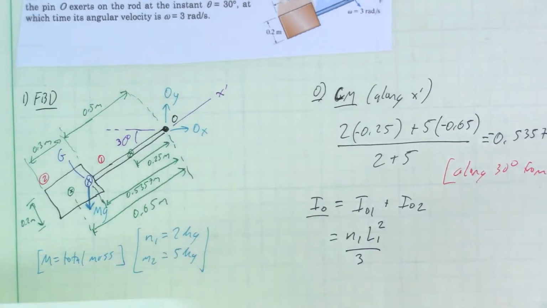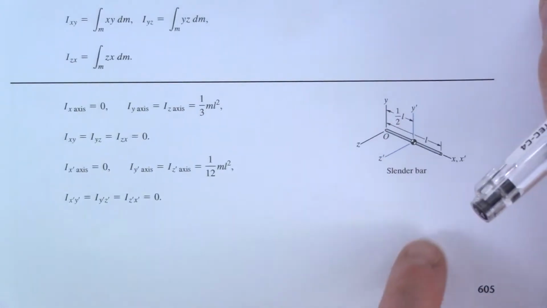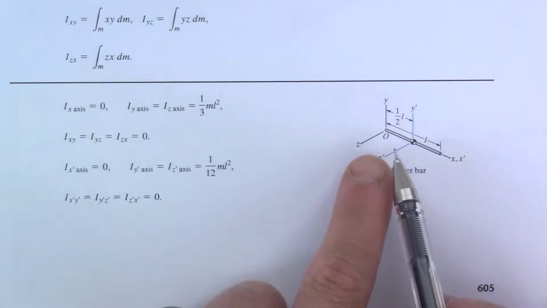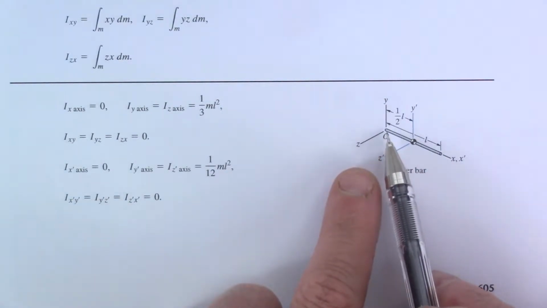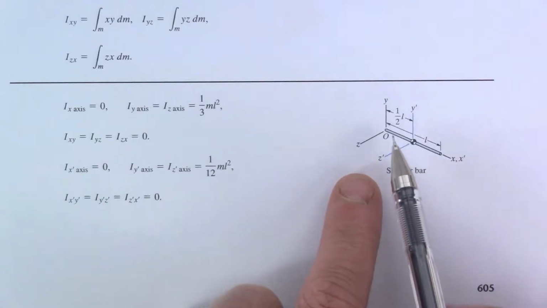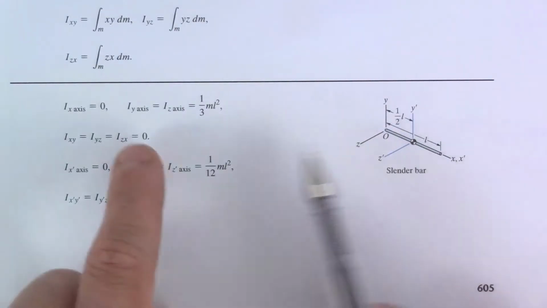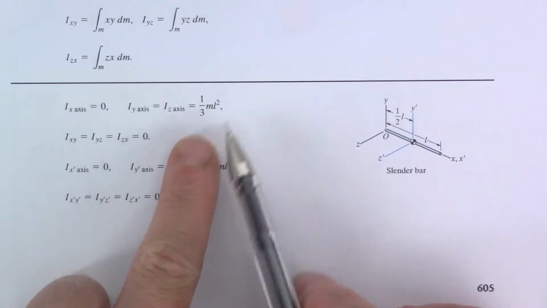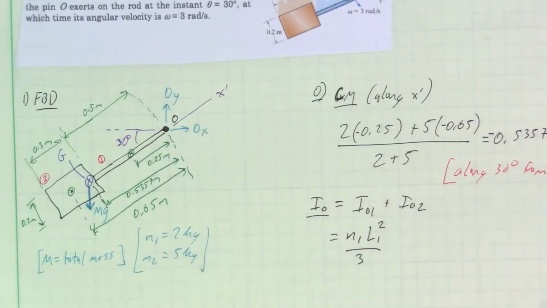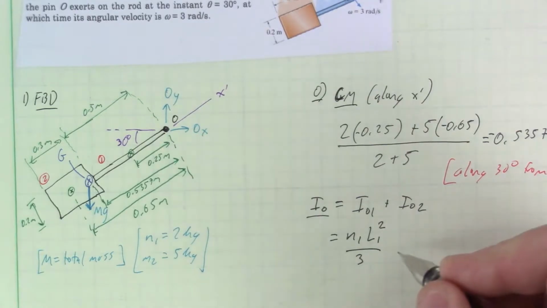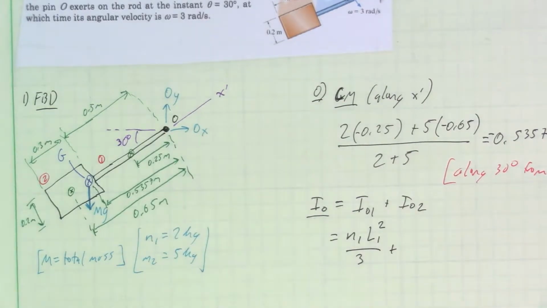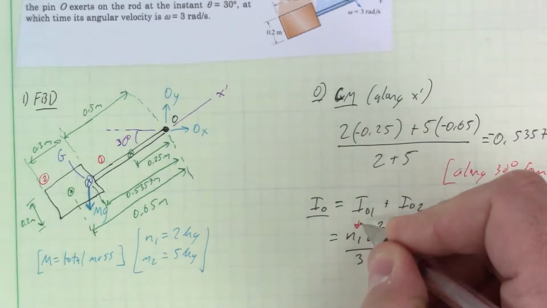I have appendix C here, sitting here. If we're looking here, on the first page, slender rod, we want the moment of inertia about O's axis, so either the y or the z axis here, that's 1/3 ml squared. And we actually derived that two lectures ago. Okay, and then we have now the moment of inertia for 2.